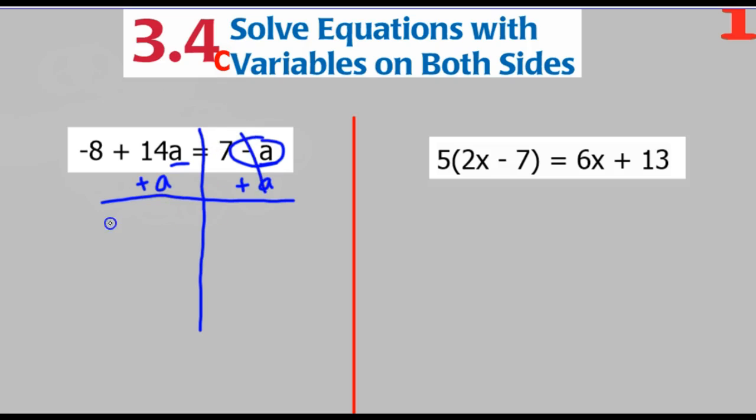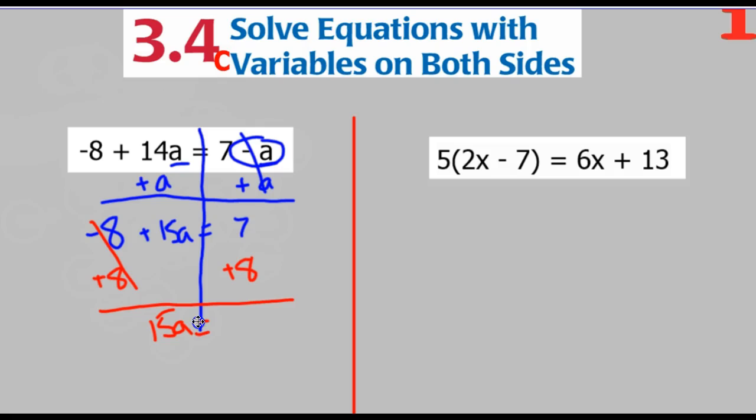So now those cancel. We get negative 8 plus 14a equals 7. Oh, sorry, not 14a anymore because we added 1a. Plus 15a. Now we need to get our negative 8 over to the other side because we can only have a on this side. So we're going to add 8. And we get 15a equals 15. Last step, because the 15 and the a are touching, I know I can divide them. A equals 1.